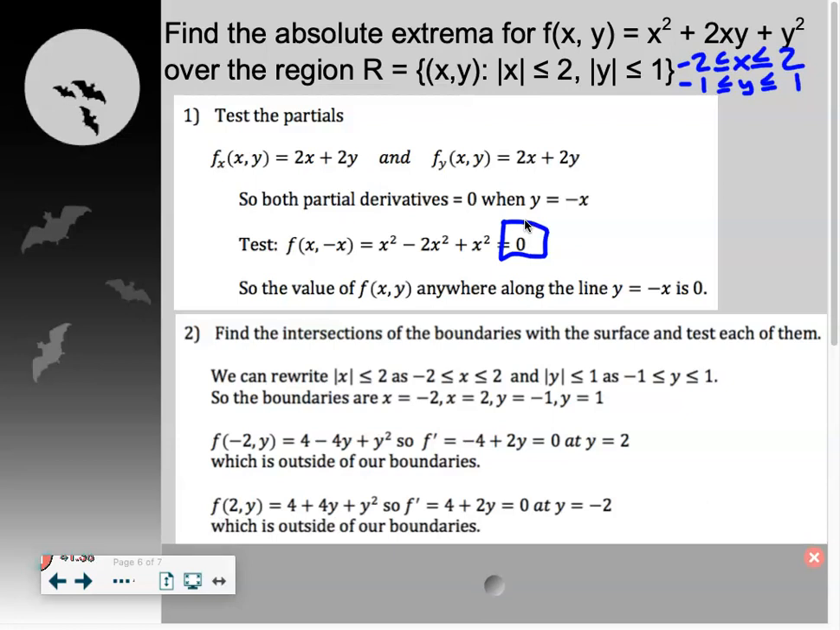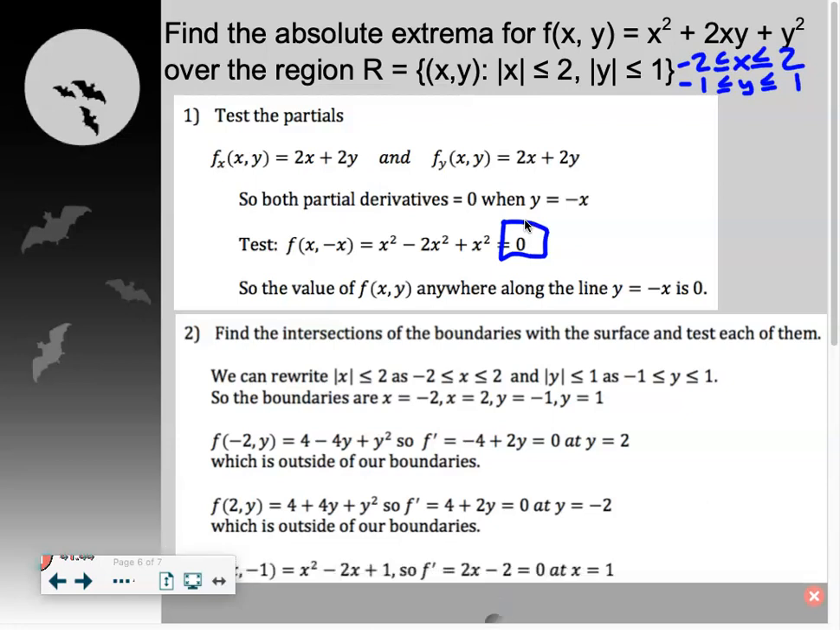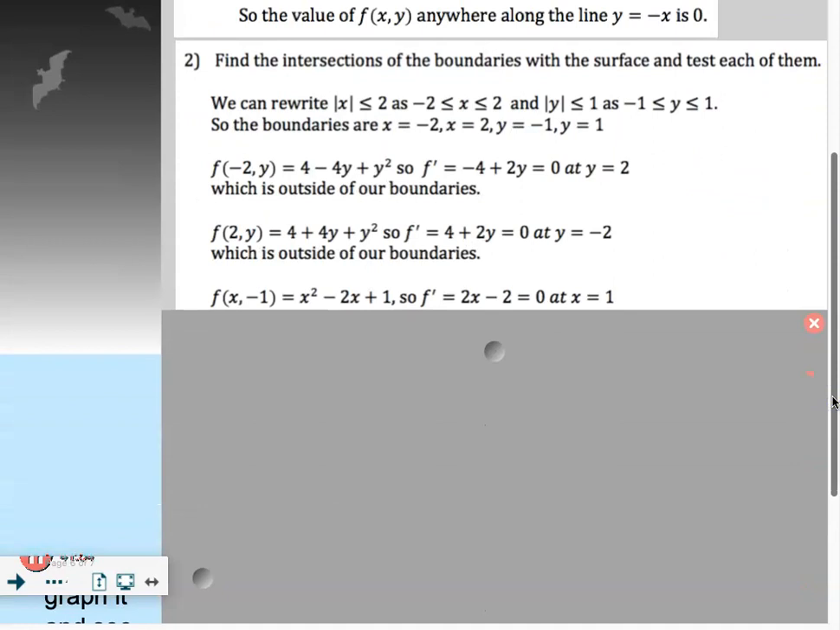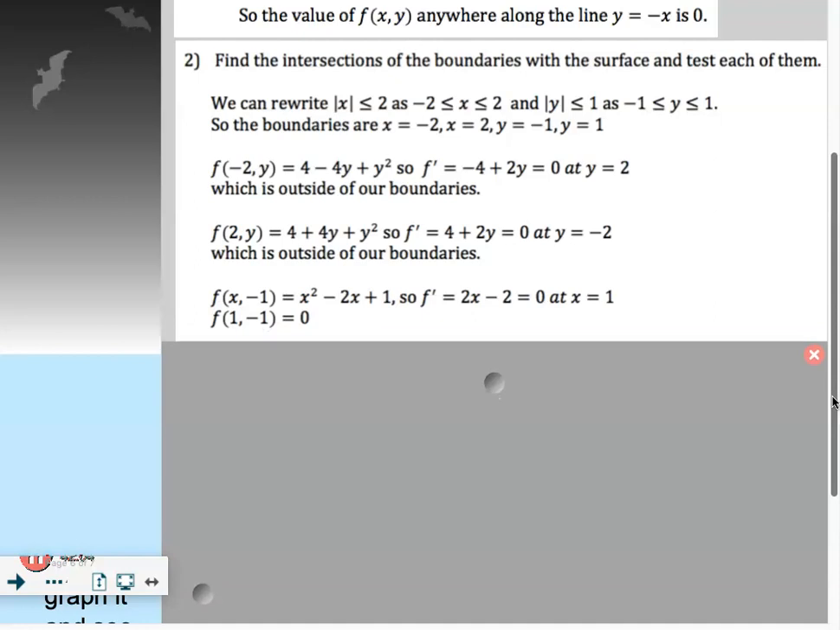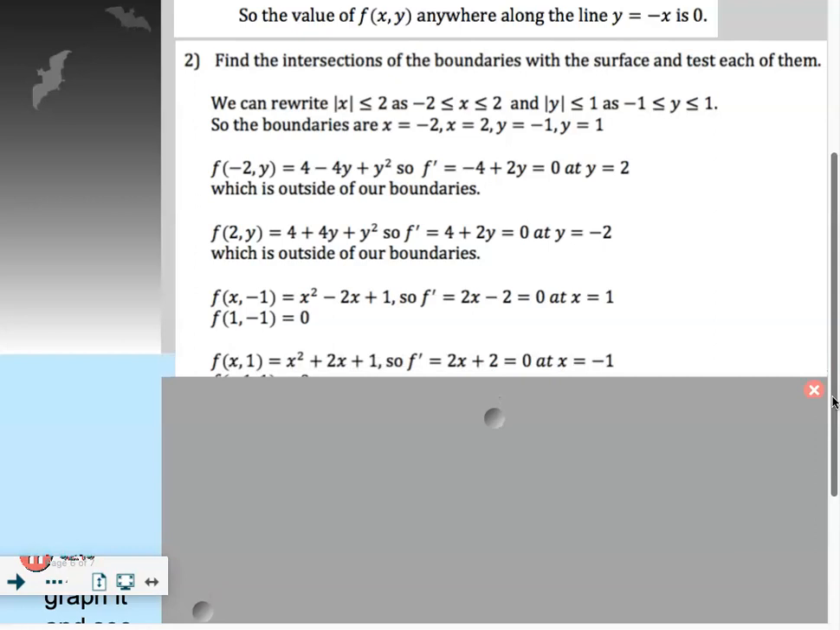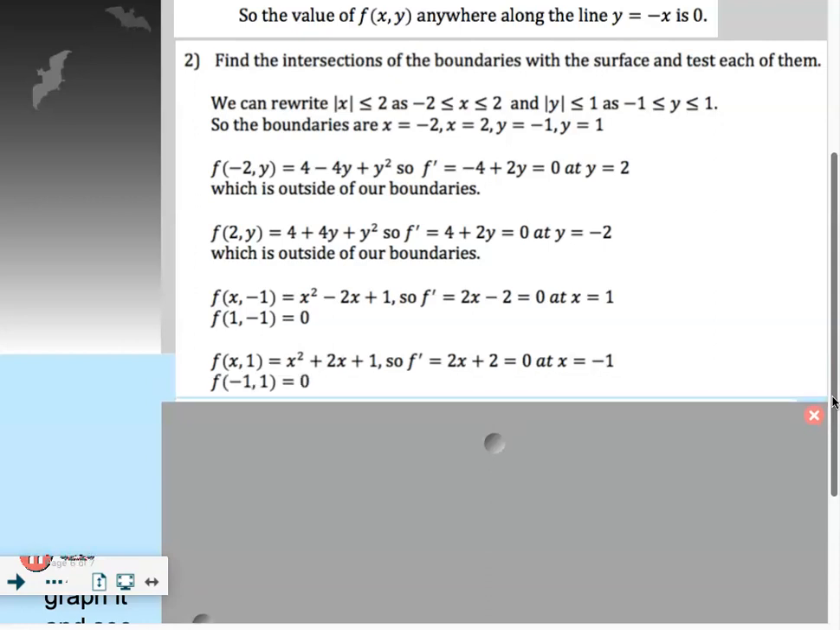Next, I'm going to check y = -1. So now I'm going to do f(x,-1). I find my function, I find my derivative, and I get x = 1. That's in my boundaries. So now I'm going to find f(1,-1), because my x is 1 and my y is -1, and I get a z value of 0, which makes sense because, of course, (1,-1) is on the line y = -x. All right, last one. I'm going to test y = 1. At y = 1, I get x = -1. I don't even have to test f(-1,1), because I know it's on the line y = -x, and it's going to be 0.